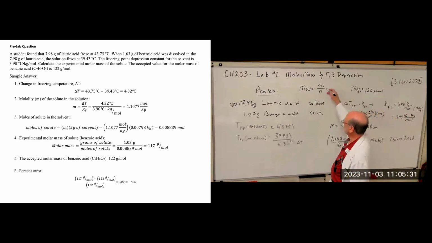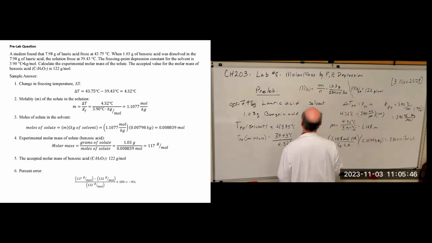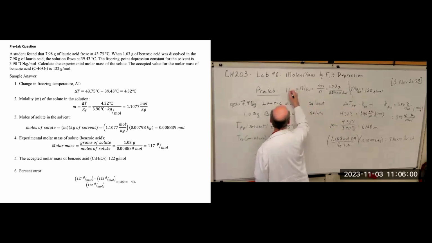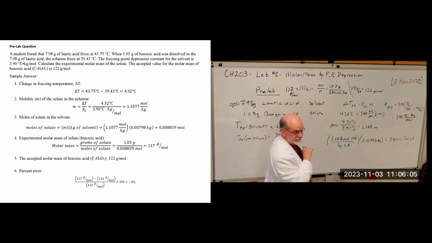Now we can finish this off. This is 1.03 grams per 8.84 times 10 to the minus 3 moles. Let's see. 1.03, and let me flip that and then divide. So I get rounded off 117 grams per mole. Okay.